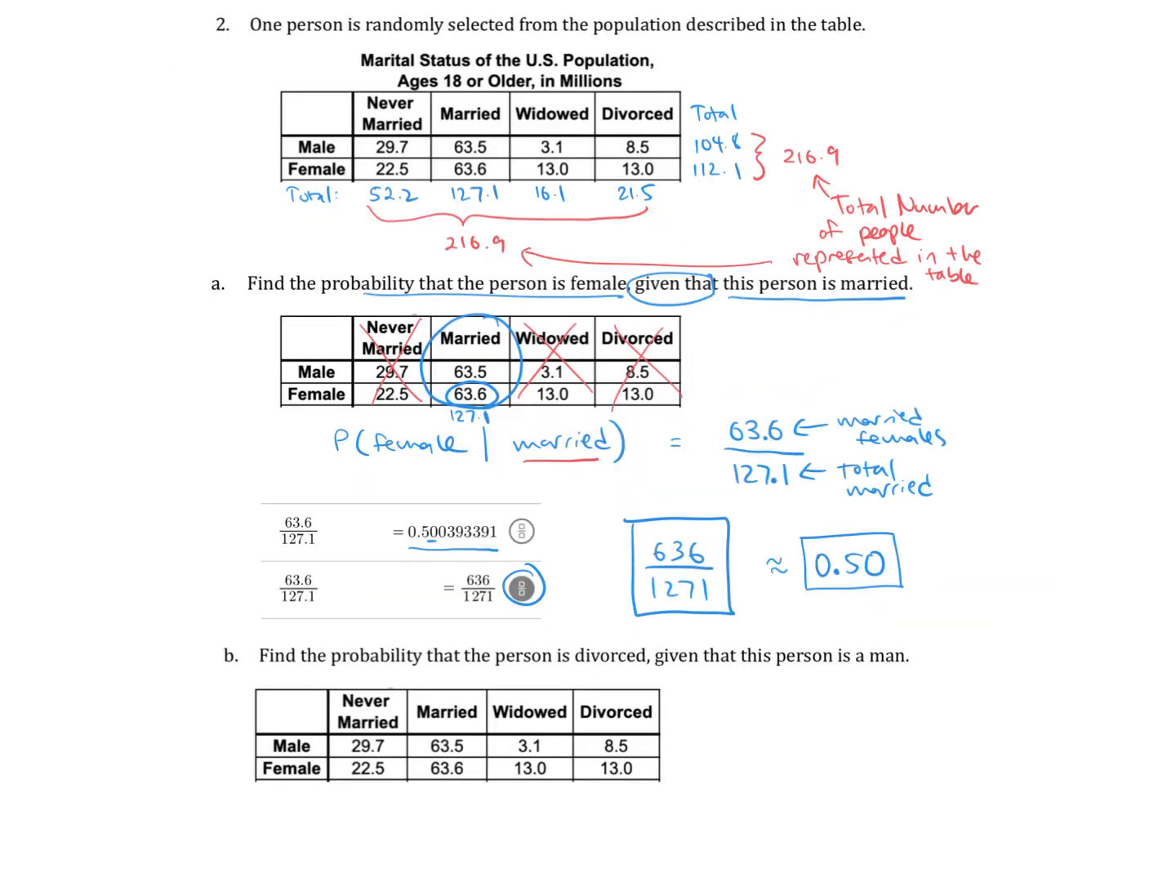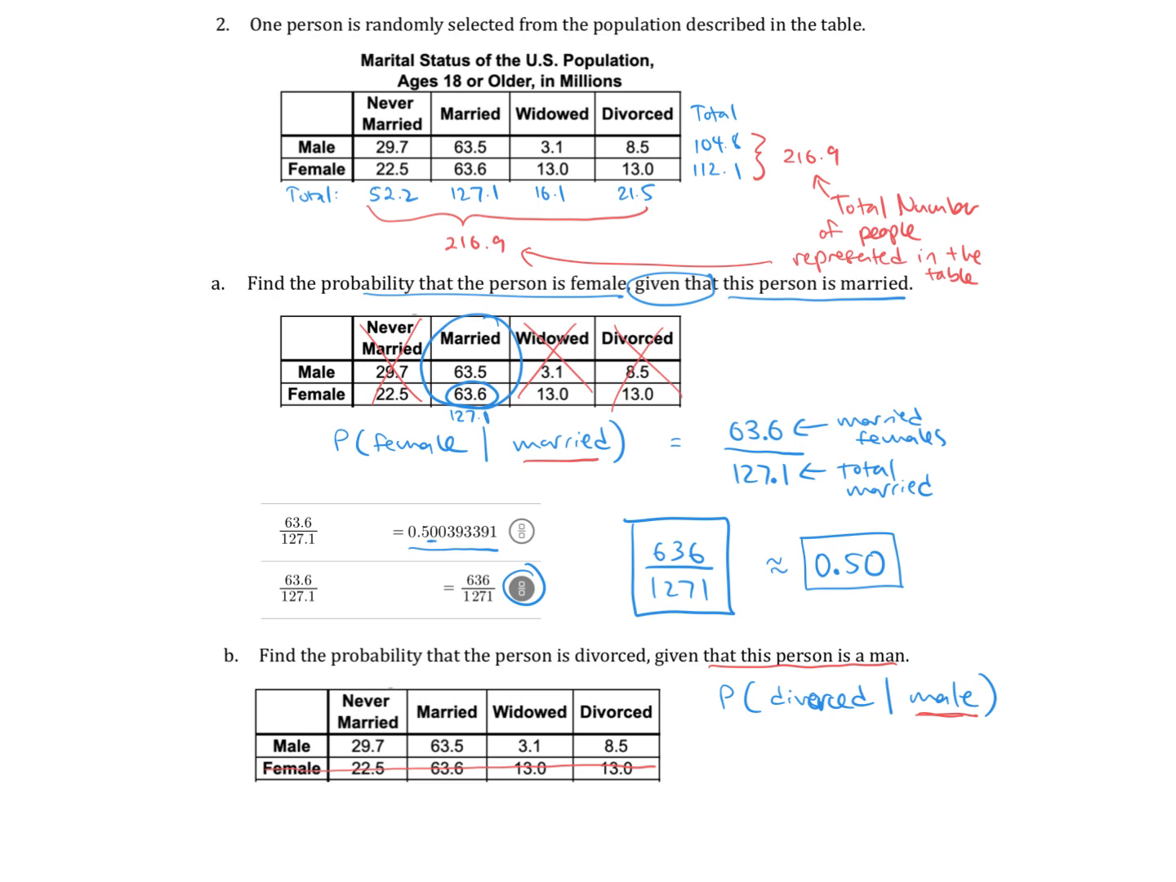And here's one last example. Find the probability that the person is divorced given that the person is a man. So this time it's the probability that they are divorced given that the person is male. So this time I want to start by narrowing it down to just the males, that second part, the part that comes after given that. We are only looking at the males, which means I'm going to cross out the females. I'm not looking at them at all. I'm removing them from my data. My sample space is restricted only to the males.